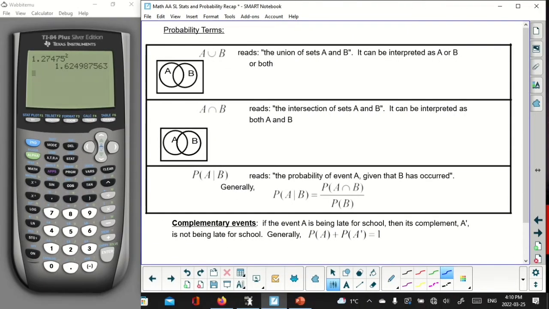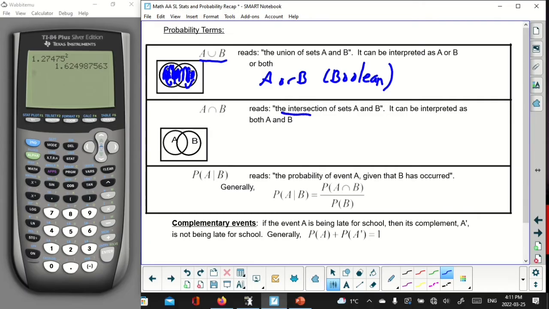Now that we've dealt with some descriptive stats, let's take a look at probability. So we're going to run into this terminology a lot. A union B, the union of the sets A and B, can be interpreted as A or B or both. So that U kind of means A or B, but it's the Boolean or, which means one thing or the other or both. In this kind of or, if you say, I want tea or coffee, that means you'd be happy if you got tea, you'd be happy if you got just coffee, or you'd be happy if you got both. It represents this whole area in the Venn diagram, both circles.